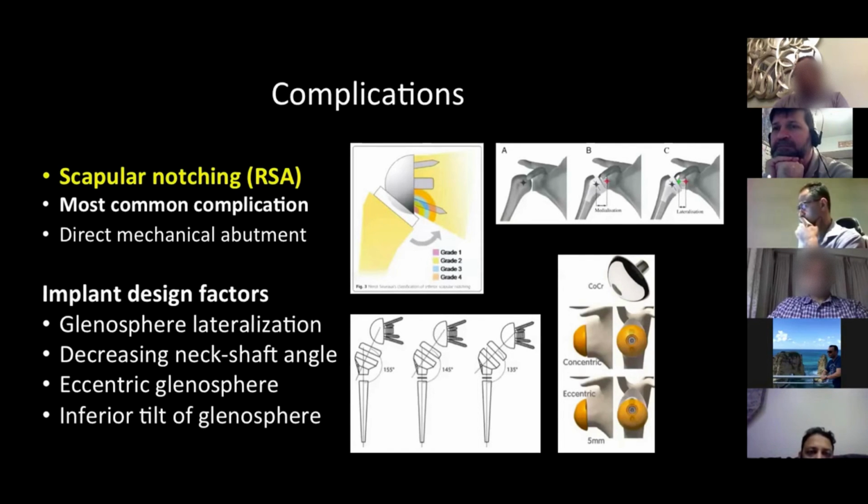Scapular notching is the most common complication observed in reverse shoulder arthroplasty. Implant design factors that can reduce notching include lateralized implant designs, decreasing the neck shaft angle from the initial 155 degrees in the original Grammont prosthesis to the current design angle of 135 degrees, and inferior eccentricity and inferior tilt of the glenosphere, which may mitigate adduction, impingement and notching.